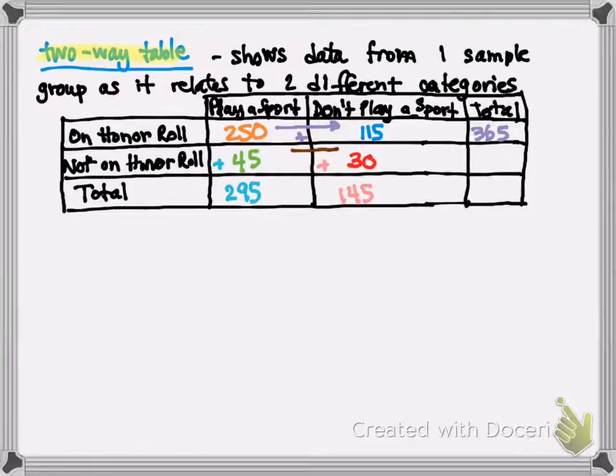And I would add this way to find the total who were not on honor roll. That would be 75. Now, if I add 365 and 75, if I add these together, I get 440, which, by the way, is the same as if I add those together. Okay? So what I've just done is now taken that Venn diagram and wrote it as a two-way table.